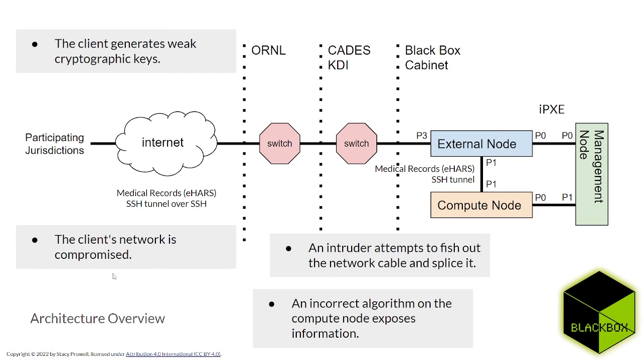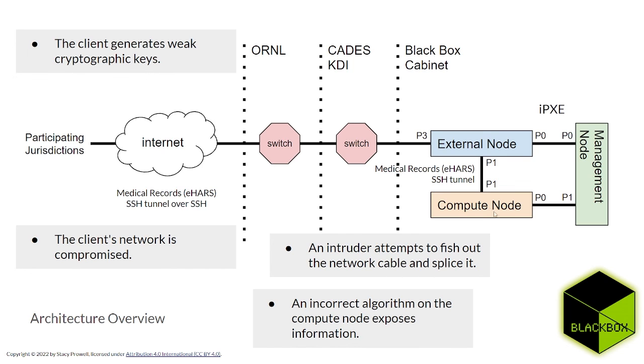The client's network gets compromised. Again, if that happens, maybe they can get the client's information, but they can't get other information. And we can't really control that. But we can control what information we pass back. An intruder attempts to fish out a network cable and splice it. Well, they're all encrypted.